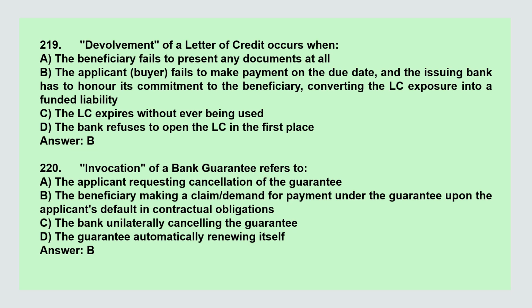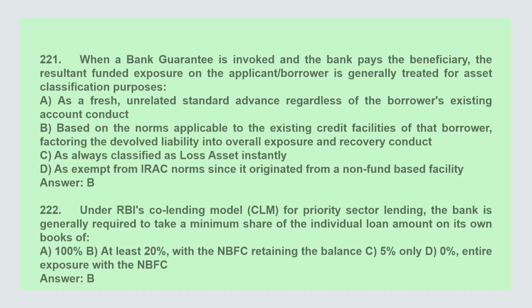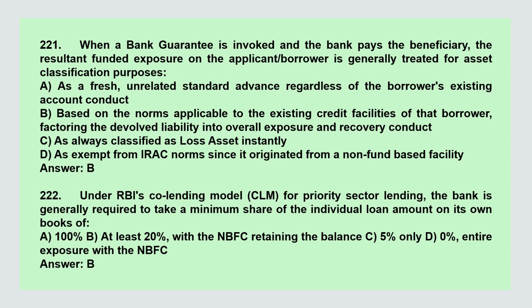Devolvement of a letter of credit occurs when answer B: the applicant buyer fails to make a payment on the due date and the issuing bank has to honor its commitment to the beneficiary, converting the LC exposure into a funded liability. Invocation of a bank guarantee refers to answer B: the beneficiary making a claim, demand for payment under the guarantee upon the applicant's default in contractual obligations. When a bank guarantee is invoked and the bank pays the beneficiary, the resultant bank funded exposure on the applicant borrower is generally treated for asset classification purposes. Answer B: based on the norms applicable to the existing credit facilities of that borrower, factoring the devolved liability into overall exposure and recovery conduct.